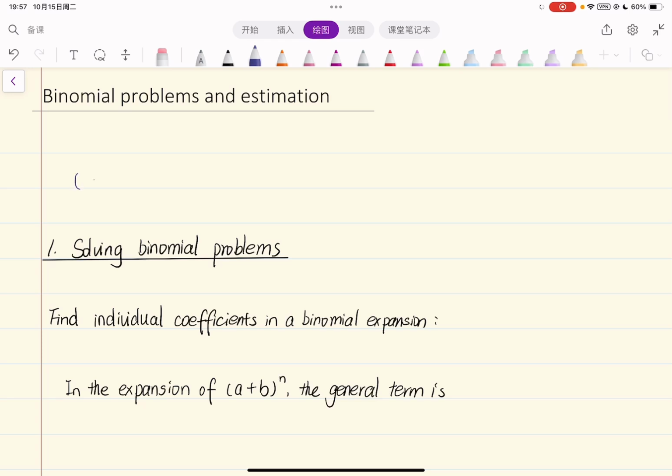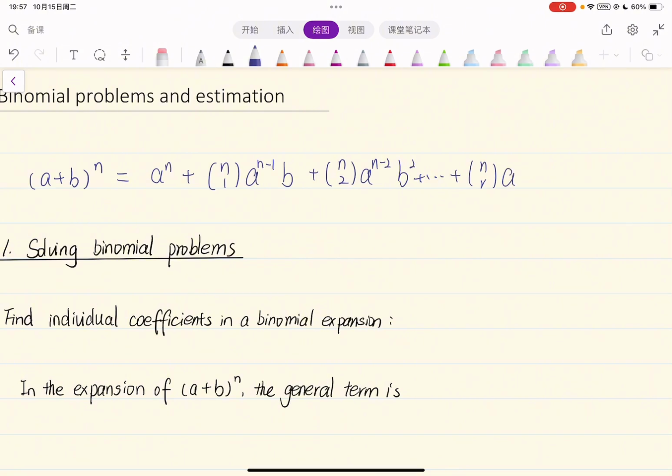That is (a+b)^n equals a^n plus n choose 1 times a^(n-1) times b plus n choose 2 times a^(n-2) times b squared plus so on, plus n choose r times a^(n-r) times b^r, and plus so on, plus b^n, where n is a natural number and n choose r equals n factorial over r factorial times (n minus r) factorial.